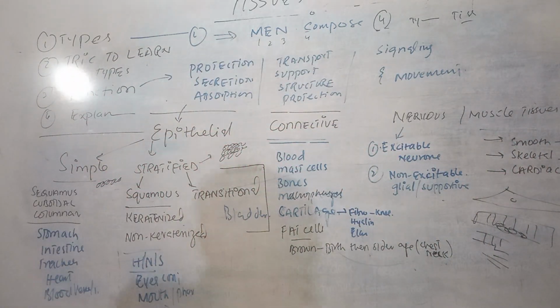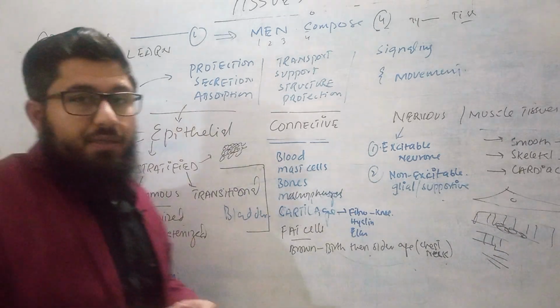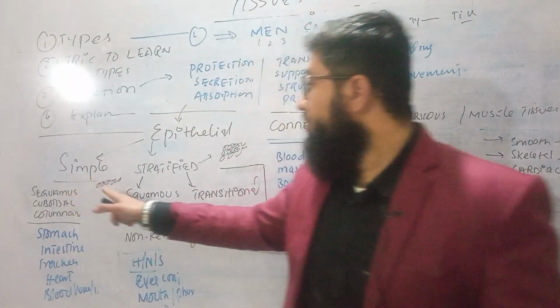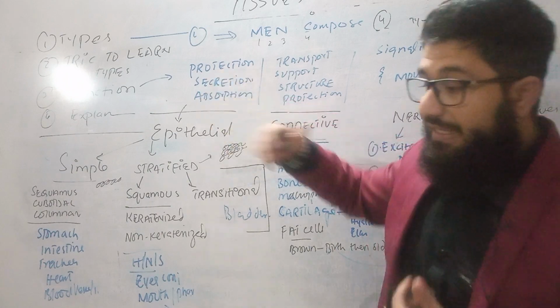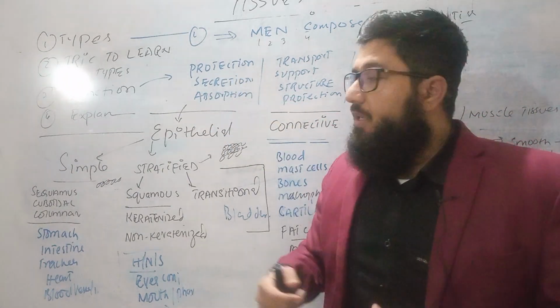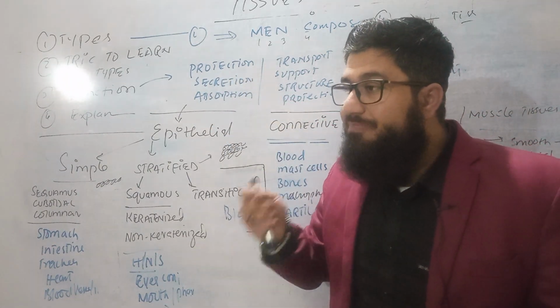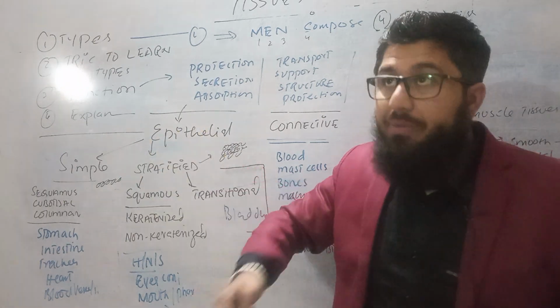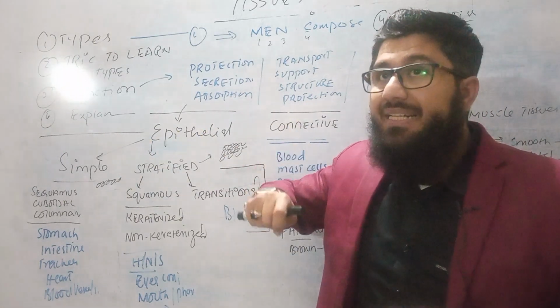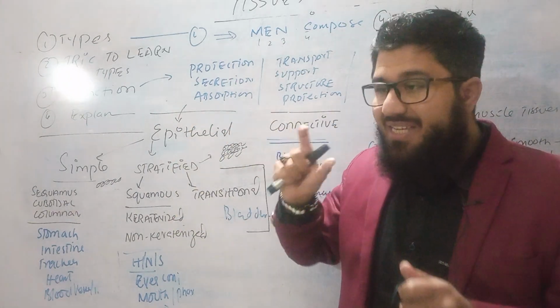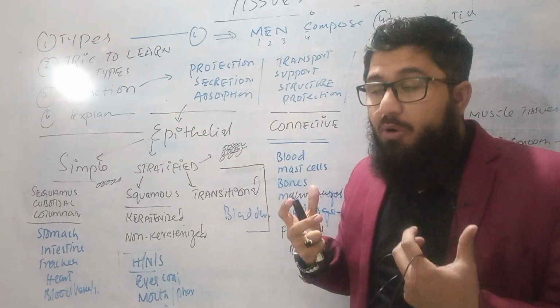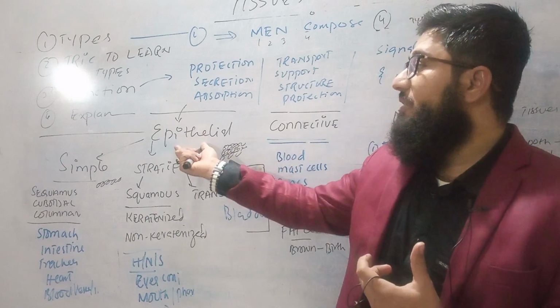So in the simple, we have squamous, cuboidal, and columnar. Now these simple ones are supposed to do the protection of the internal lining of the body. We need protection internally and externally. Just like, guess what, painting. If we do painting inside the room and outside the room, we protect and clean the room from inside and from outside. This kind of protection is provided to our body internally and externally by means of the epithelial cells.